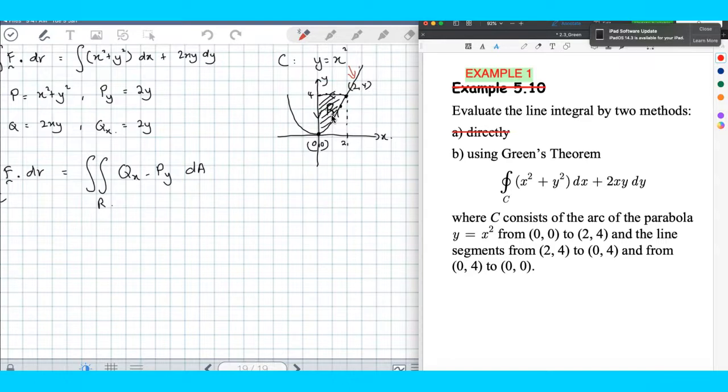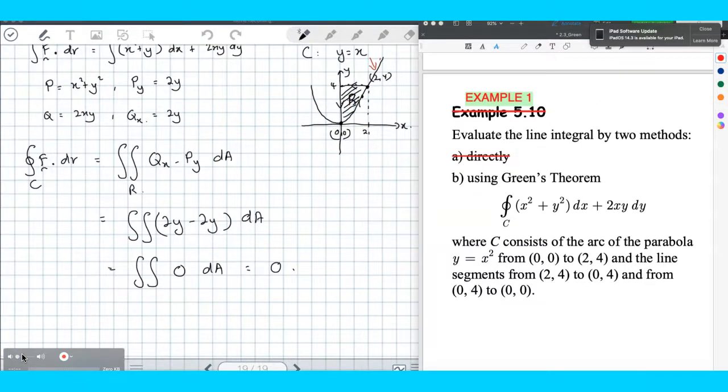Okay, so now we plug in the qx minus py that you have: qx minus py equals 2y, dA. And since your integral is 0, you will get 0. Okay, it's just like magic, right? You don't need to do a lot of calculation, and you got 0.